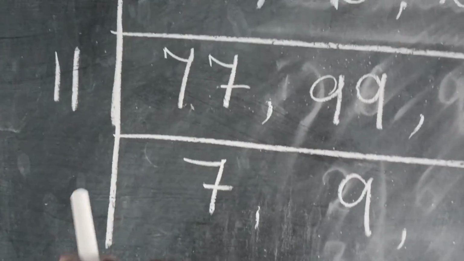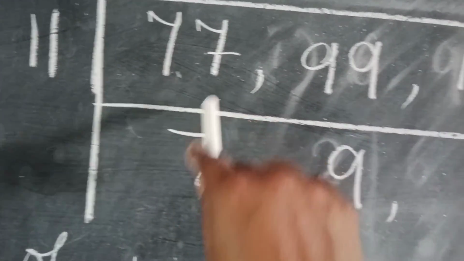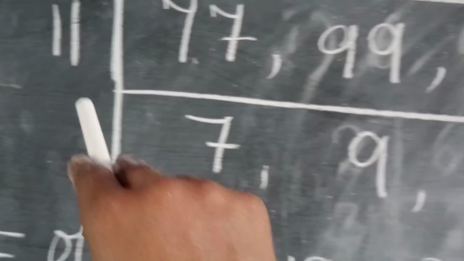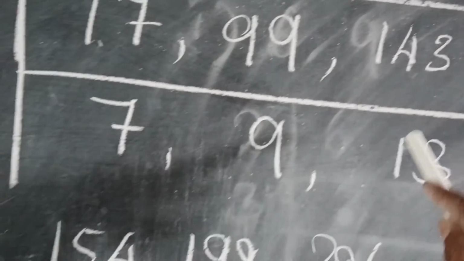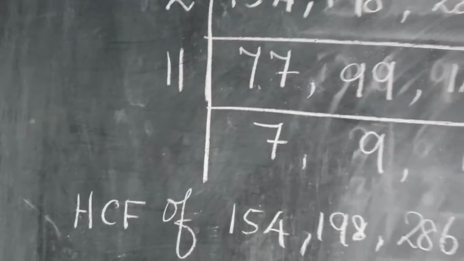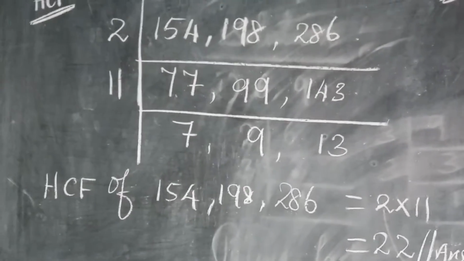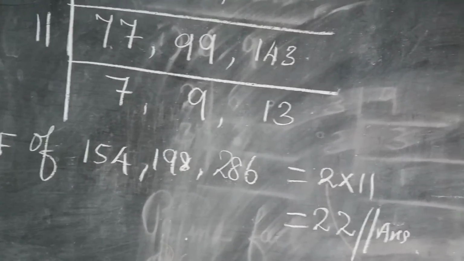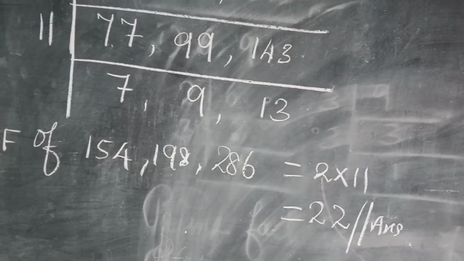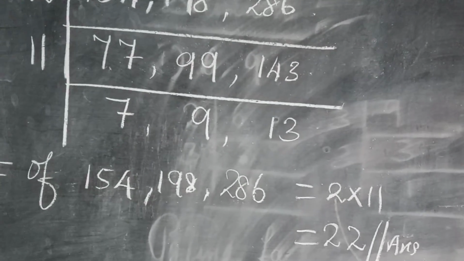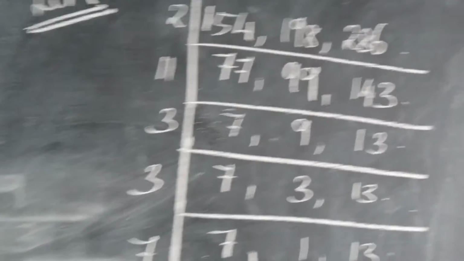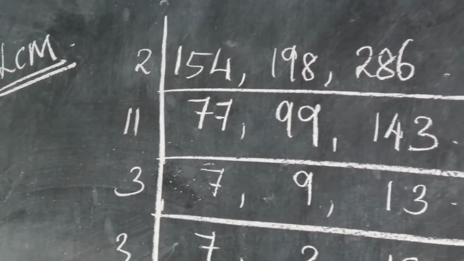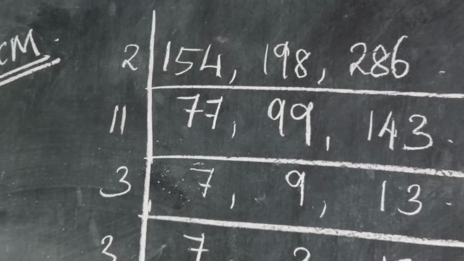Now you see 7 11s are 77, 9 11s are 99 and 13 11s are 143. So HCF when we take it, only we have 2 and 11. So HCF of 154, 198, 286 equal to 2 into 11, that is 22 is the answer. We are supposed to find out LCM also. So LCM, see here, LCM equal to, so 2 we are using, then again we get same number, only 11.